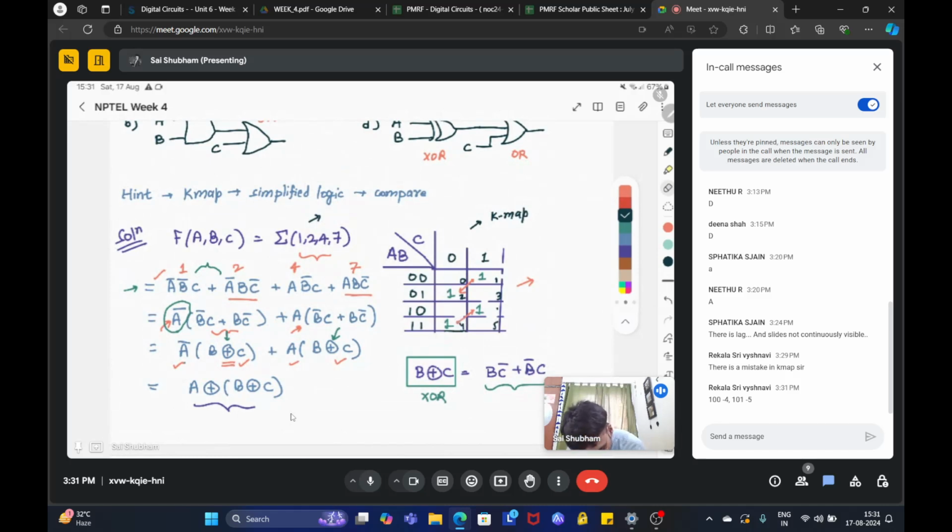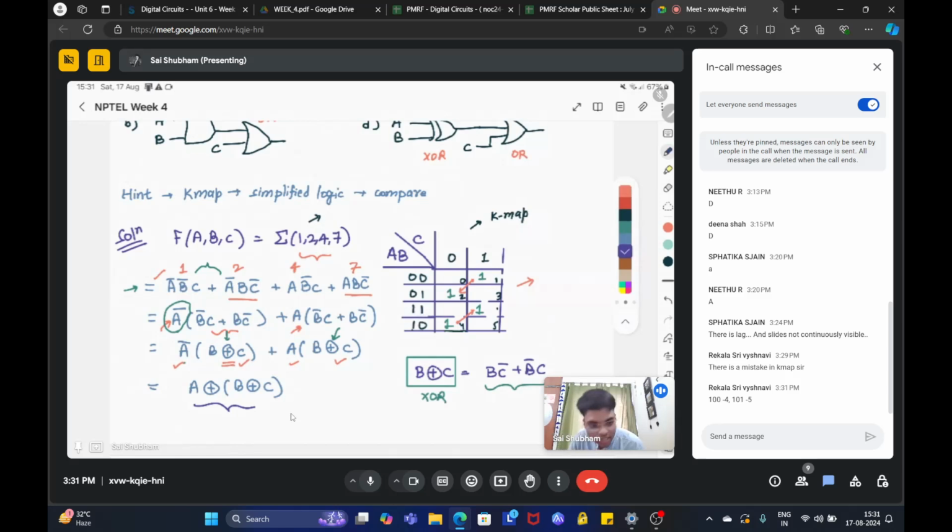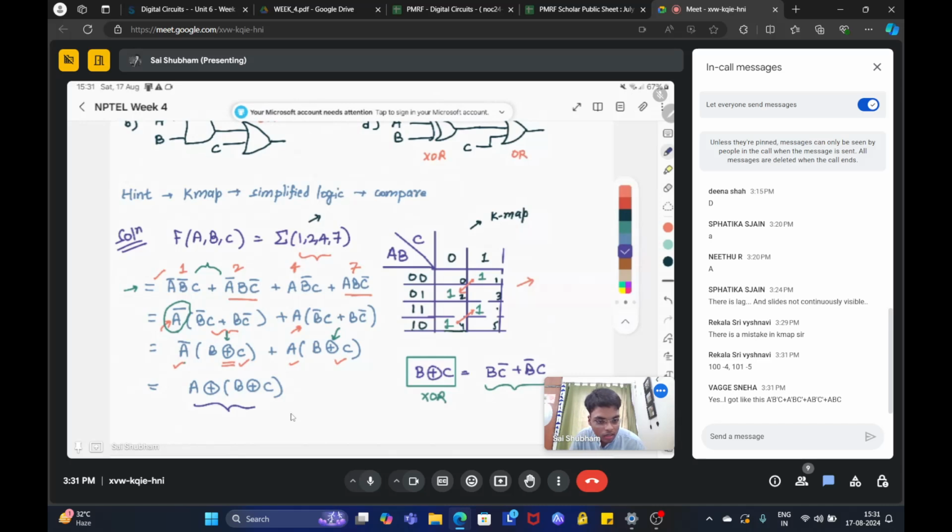Actually, I made a mistake at this point. After 0 1, it should be 1 1 and then 1 0. So the placement is correct actually. The K map is correct. I actually numbered these two incorrectly, 6 and 7.